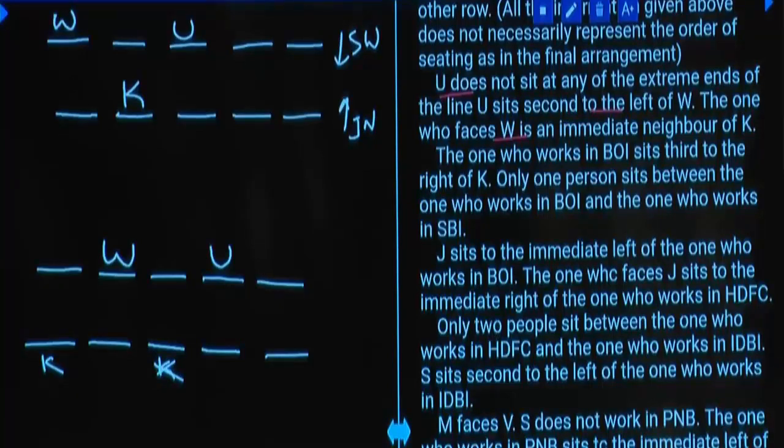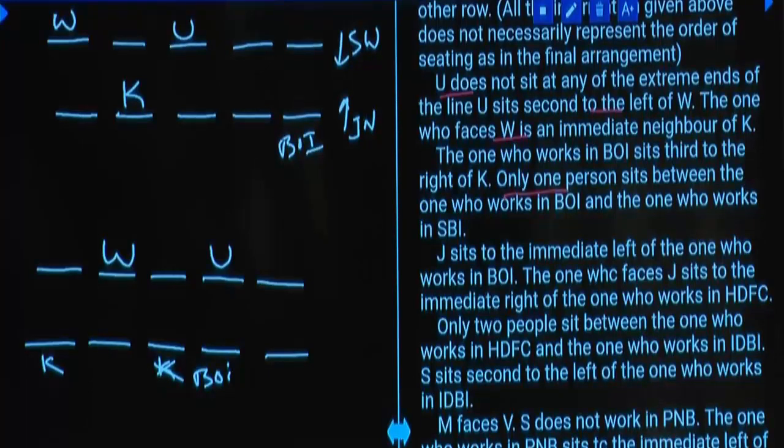1, 2, 3. The one who faces W is an immediate neighbor of K. And the person from Bank of India must be here. Now in this case, 1, 2, 3, Bank of India must be here. The one who works in Bank of India sits second to the right of K.